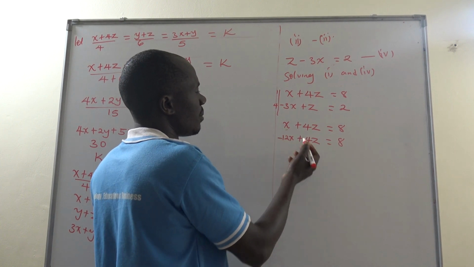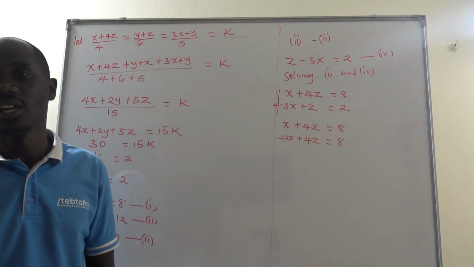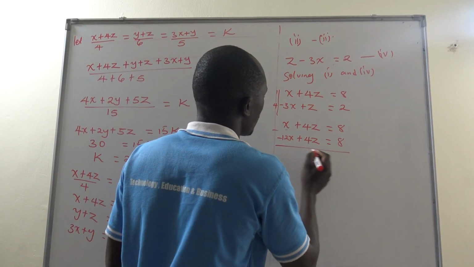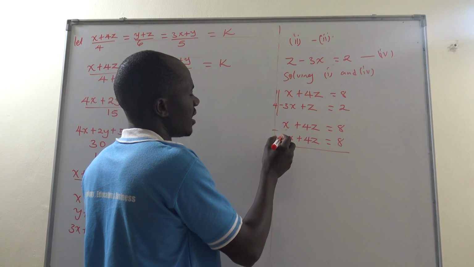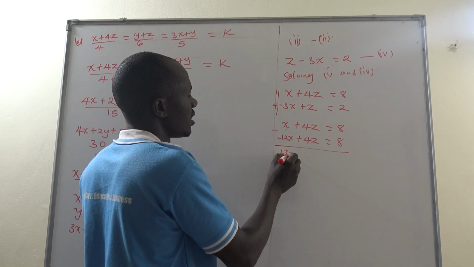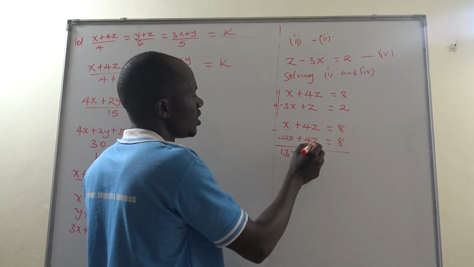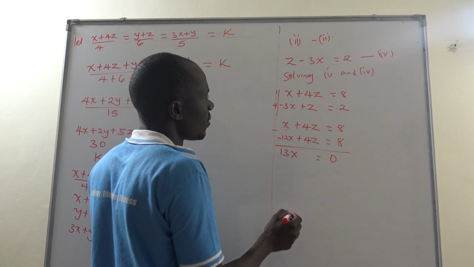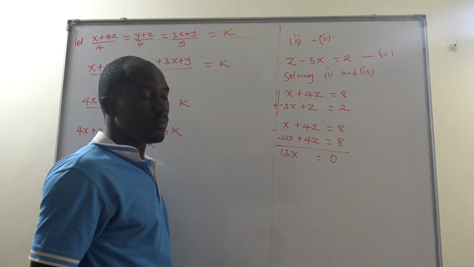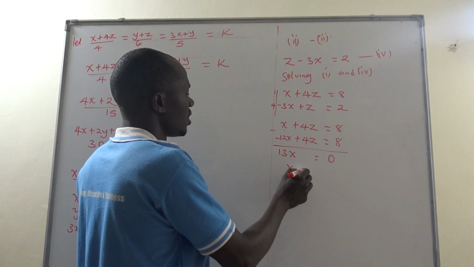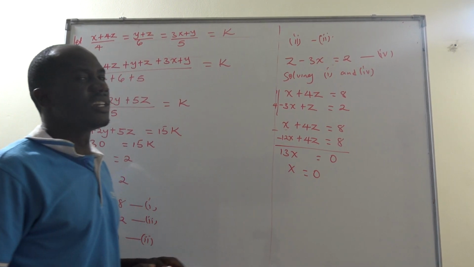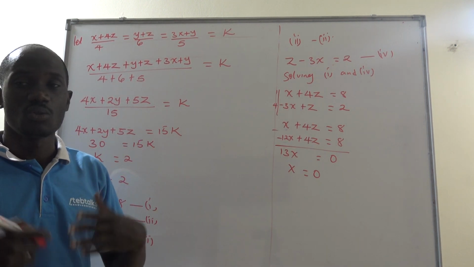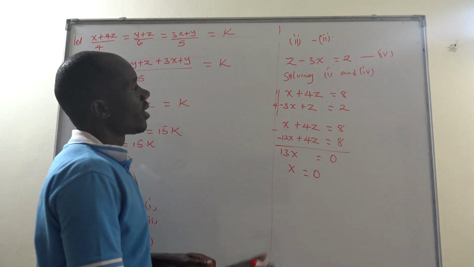We can subtract. The only way of eliminating z is by subtracting. So if I deduct, what am I going to get? x minus negative 12x, we are getting 13x. This and this, we are getting a 0. 8 minus 8, we are also getting a 0. So dividing throughout by 13, x is 0. After getting x equals 0, you can substitute in any of these equations to obtain the value of z.